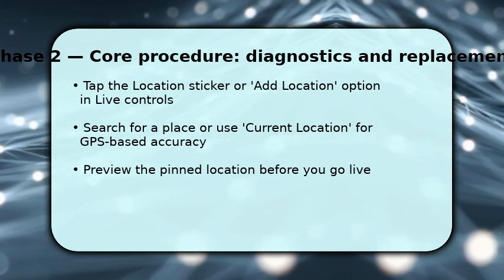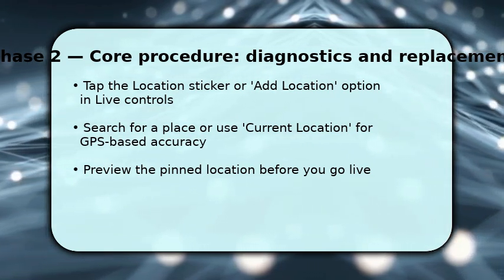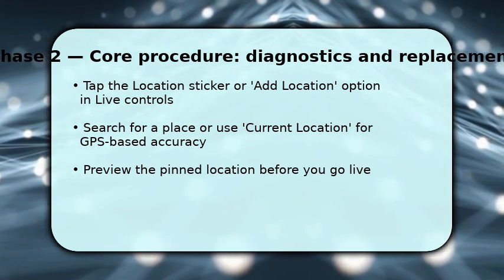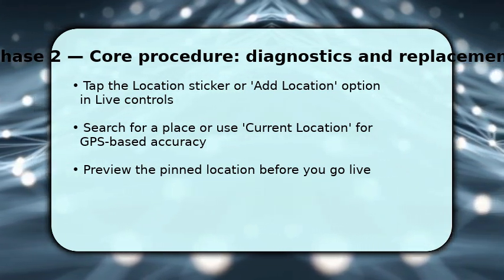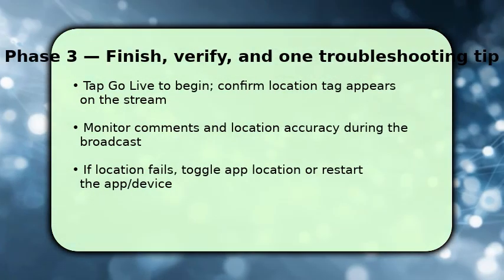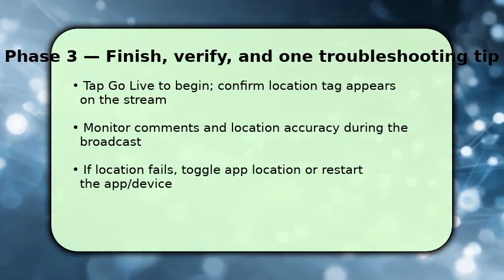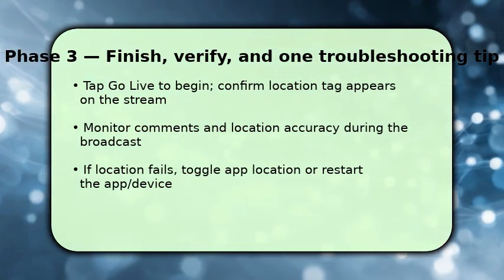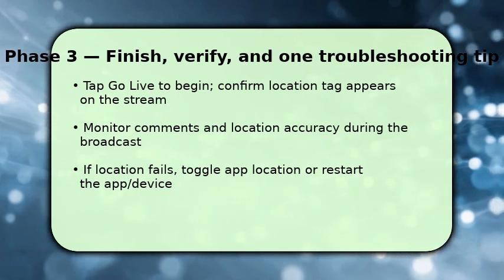Once you pick a location, preview how it appears on screen and make adjustments if needed. Verifying now prevents incorrect pins during the broadcast. When the location tag looks correct, press go live and start your broadcast. Announce the location verbally so viewers know it's intentional.